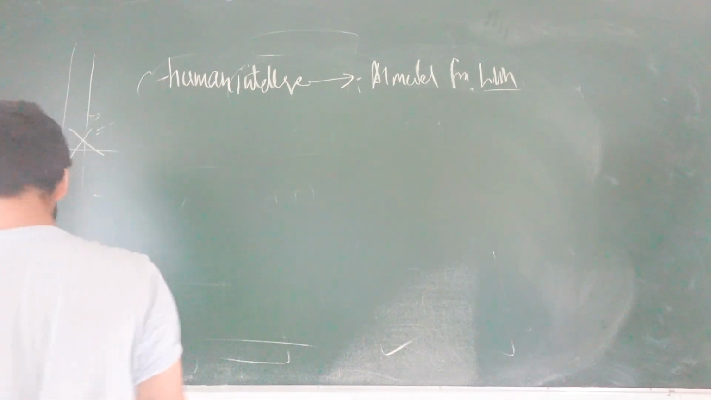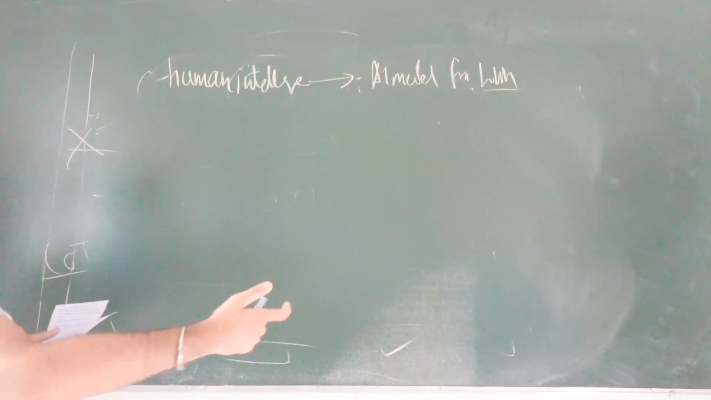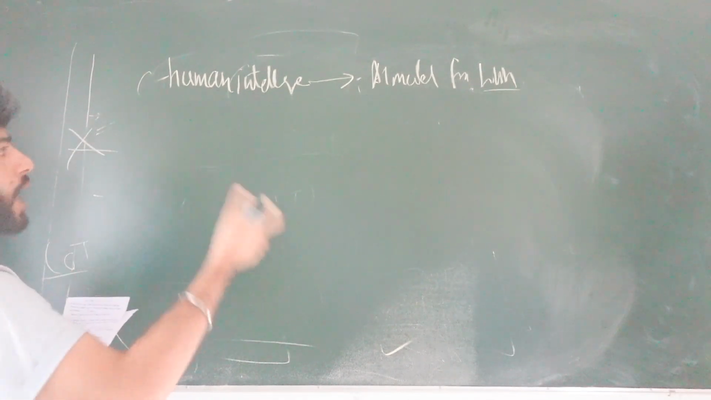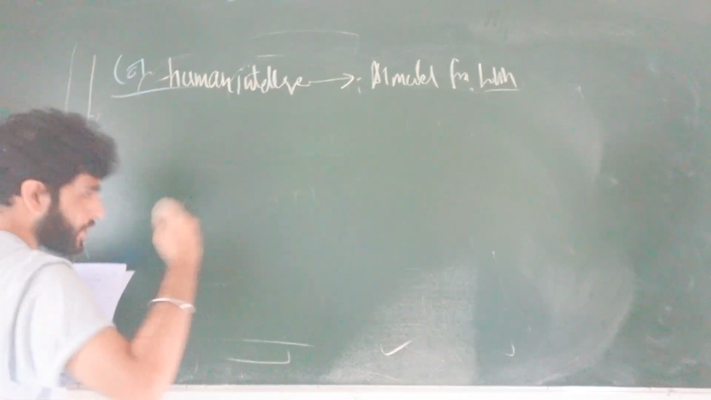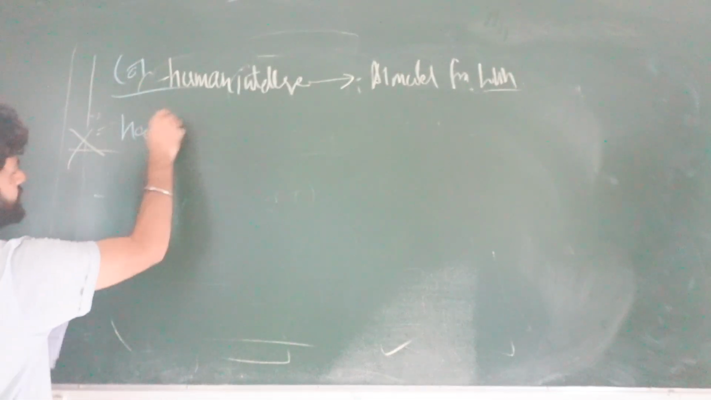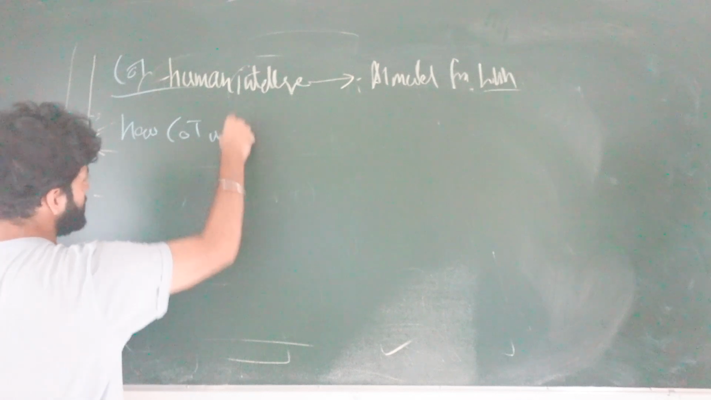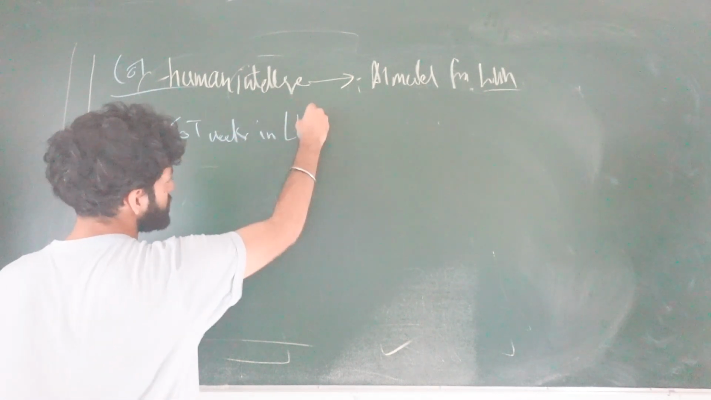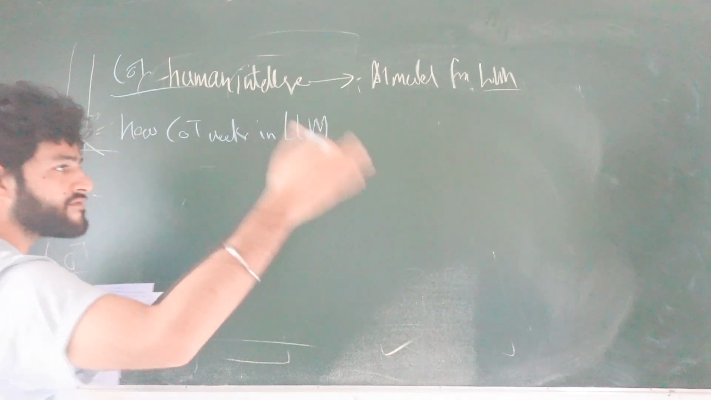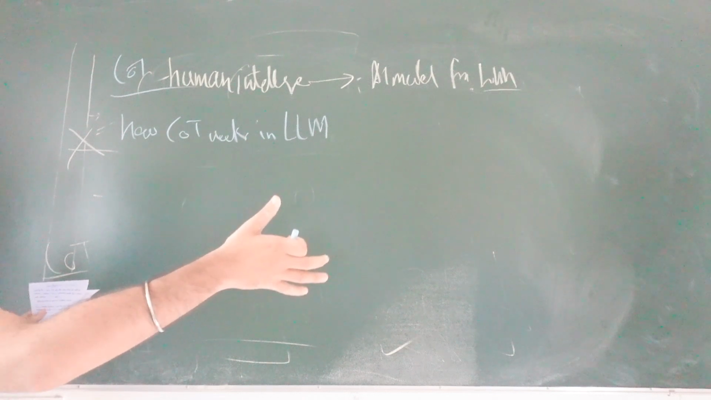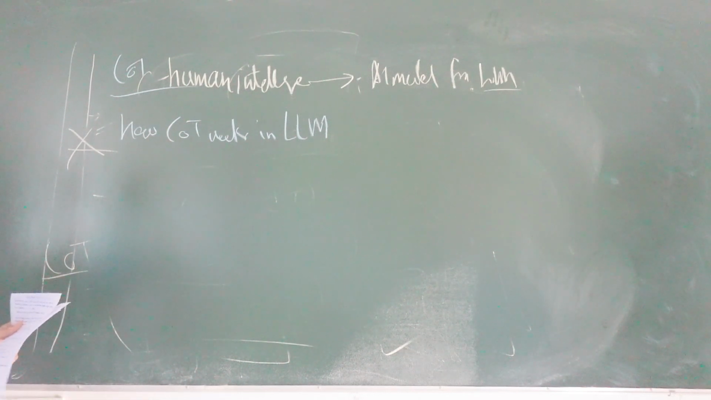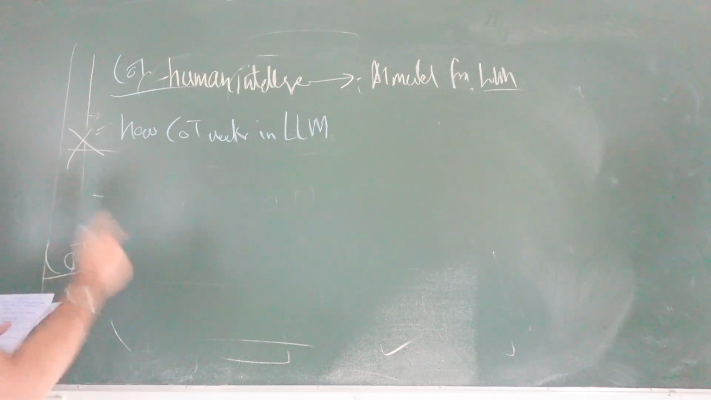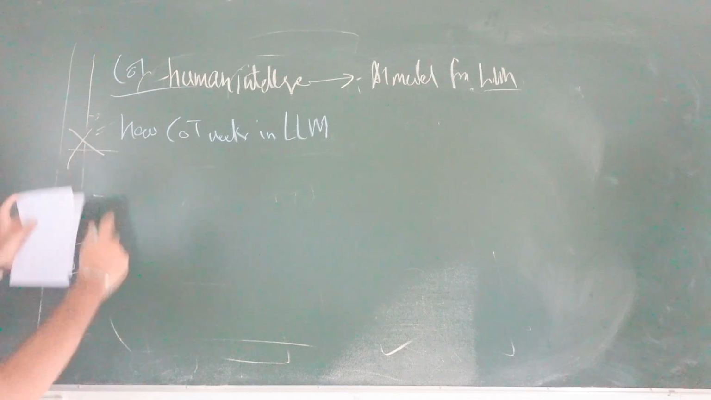Let's move forward and talk more technically about how chain of thoughts work in large language models. We have seen the example, we have seen the theory, we have seen some layman examples to understand in a very basic and intuitive way. Now let's go to a more structured and technical content about how chain of thought works in large language models. Let's have a look.